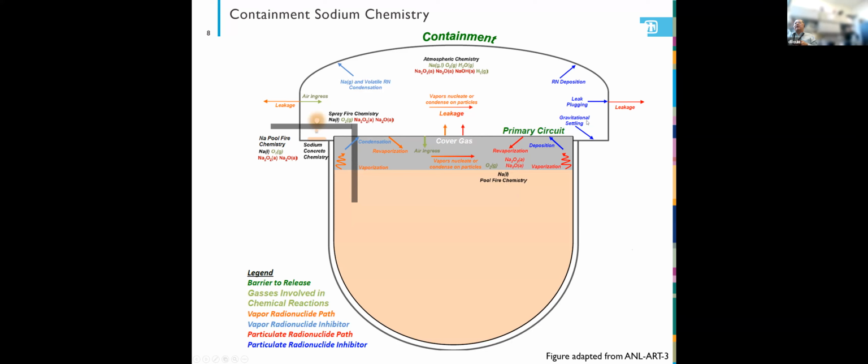And the blue shows some of this aerosol phenomena that we can model in MELCOR, like fission product deposition and leak plugging, because sodium freezes at about 100 degrees C. So you can have freezing and plugging in the leakage path, and then you have gravitational settling, because the aerosol gets bigger and it will settle.